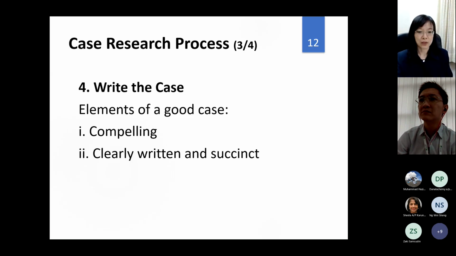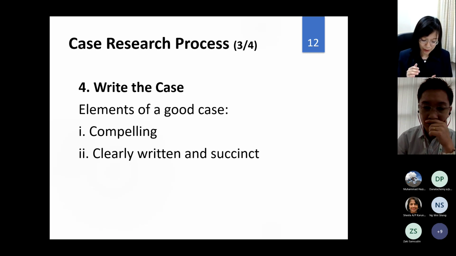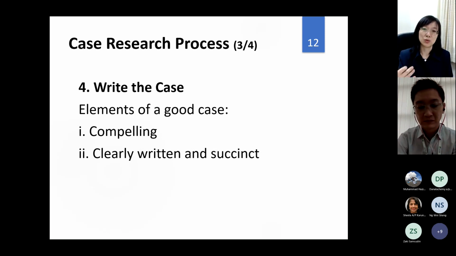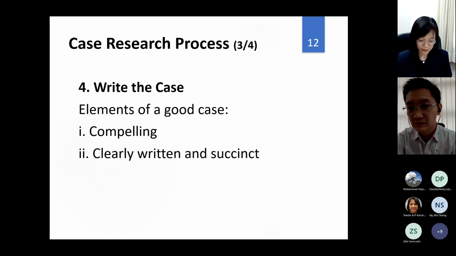The other one is, you have to write well, and it has to be succinct. Although it's a case, you still have to write it not in a long-winded way, but it should be clear. When you want to write your case, you have to have clarity in your writing. And one of the ways of having clarity in writing is to write the issues chronologically, okay?